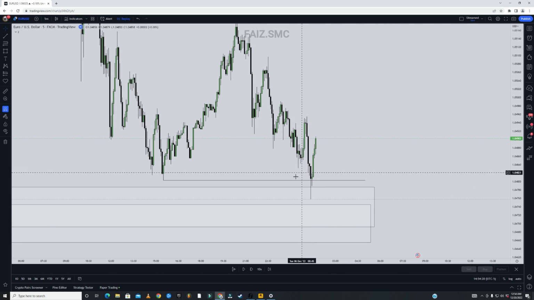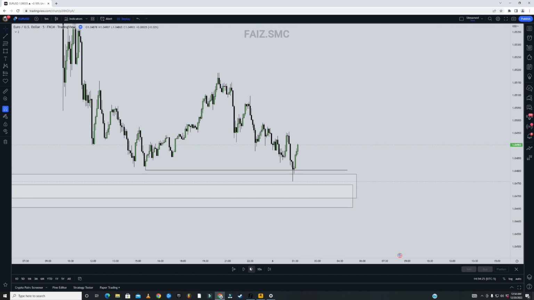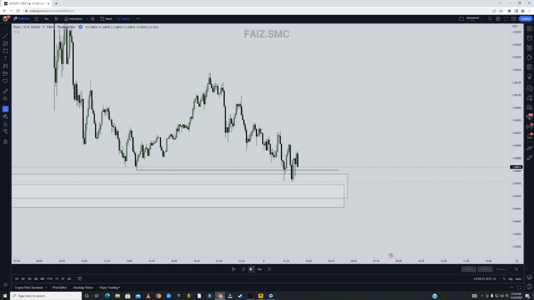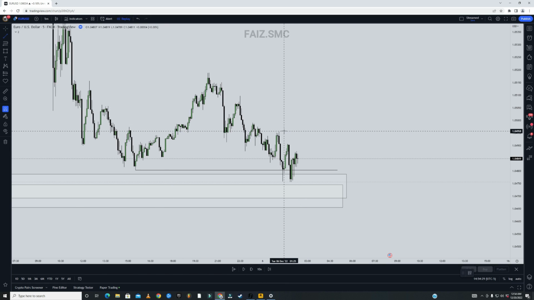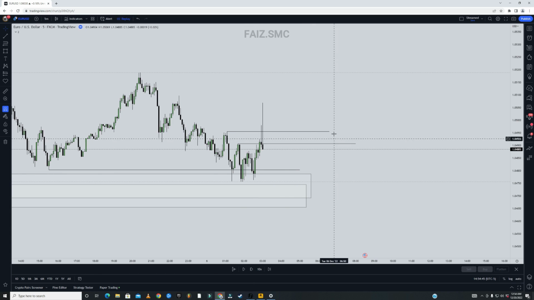Okay, so now we tapped into the demand zone, right? And we want to see a market structure shift. We want to see price break this level and not this level. Why? Because price went below the range, right? And then created this structure. So this is not a valid structure for me. So you can see we have a market structure shift here.